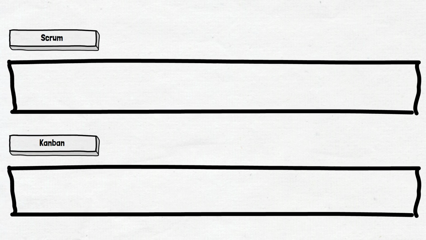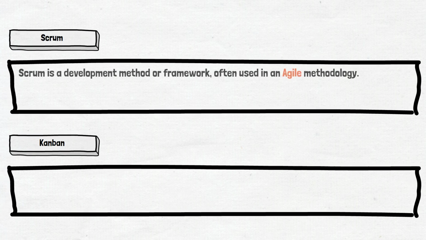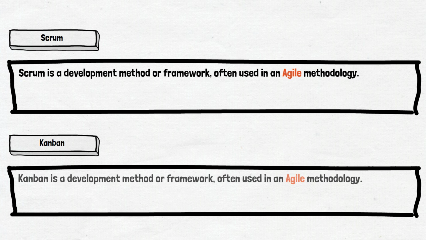Let's start with brief definitions and then move on to an example of each. First of all, both Scrum and Kanban are used in the Agile software development methodology. This means that they have a lot in common, for example, lightweight requirements such as user story, meetings such as daily meetings, or self-organizing cross-functional teams.